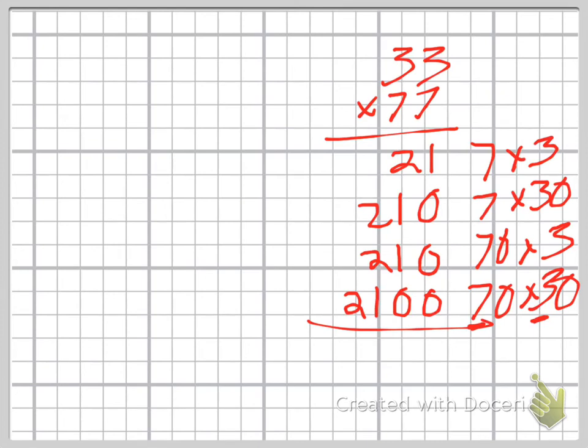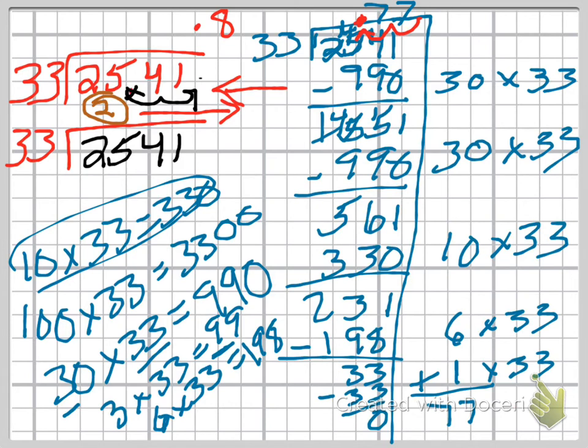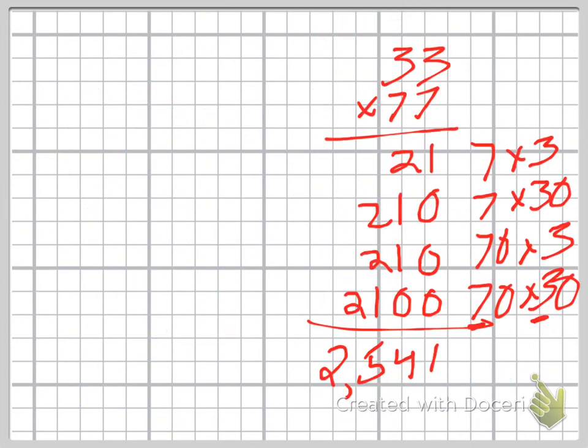And now I add my ones, I add my tens, I add my hundreds, and I add my thousands for 2,541. Ta-da! It matches the 2,541 right here. Now, you can do this, or you can actually multiply the decimal. Multiplying the decimal is kind of good practice, so consider it.